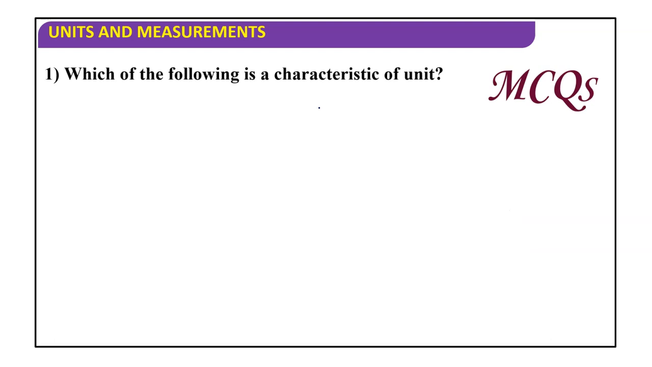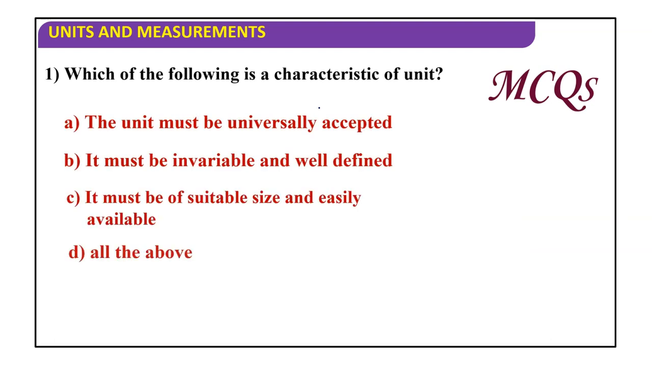Which of the following is a characteristic of a unit? The answer is all of the above. The unit must be universally accepted. It must be invariable and well defined. It must be of suitable size and easily available.